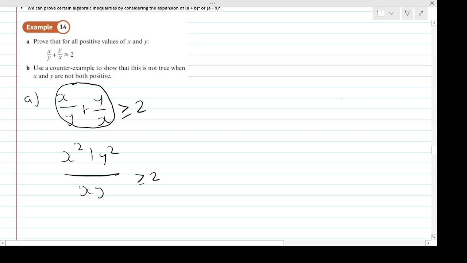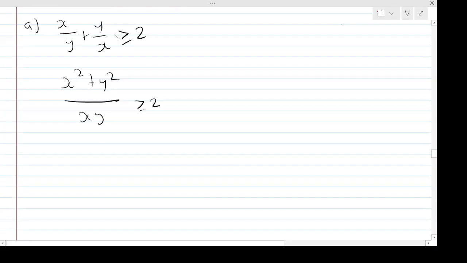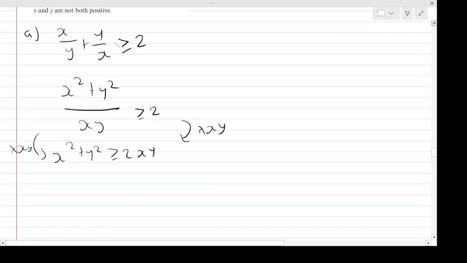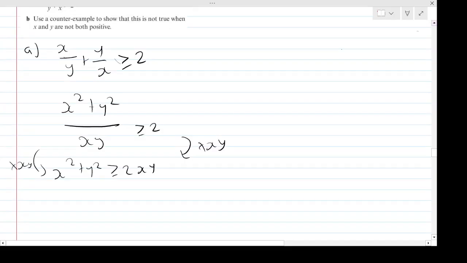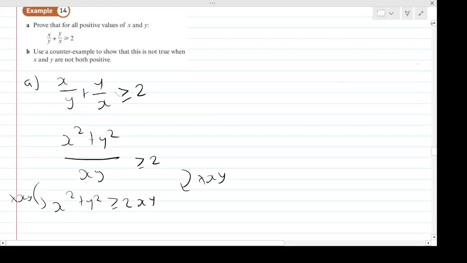Remember from GCSE, we can add algebraic fractions like with ordinary fractions. The idea is we look for a common denominator and then add and go from there. Anyway, we get to that point. Then we can times across to get x squared add y squared is greater than or equal to 2xy. Now, we are timesing by a number xy to both sides. You'd be right to be concerned about the inequality direction, because if you times by a negative number, that would reverse the inequality.